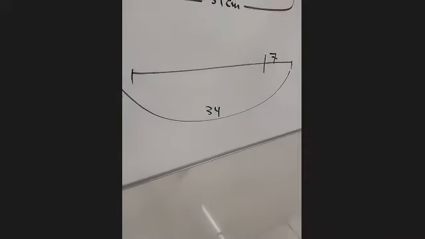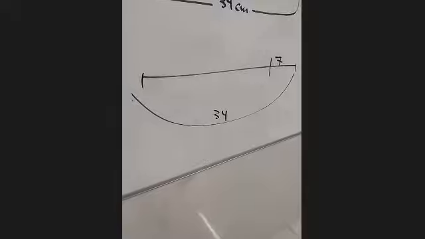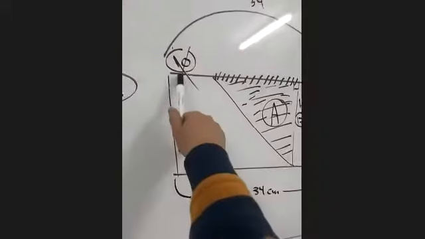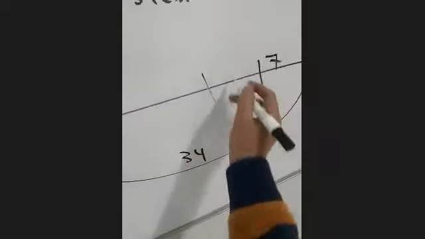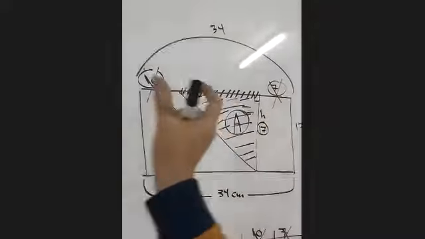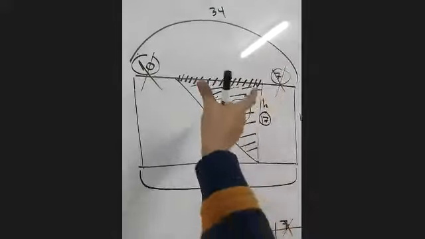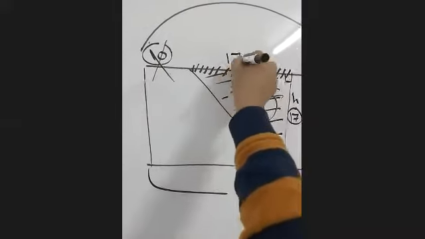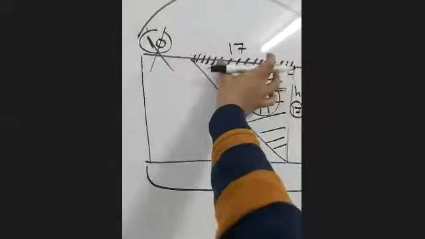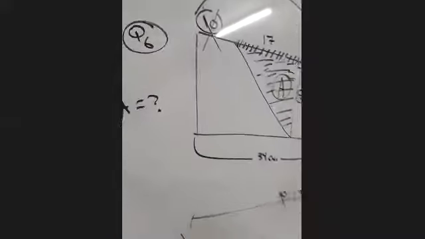It will be 27. And I will cut the 10 also. 17. So if I cut the 7 and the 10 from the whole, what's left for this part? 17. Now I have the base, I have the height, I can find the area. That's it.